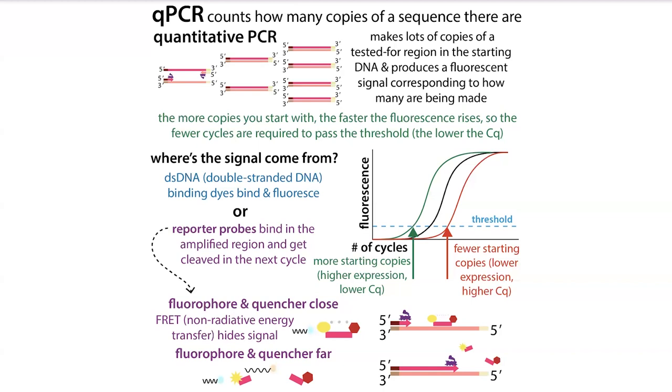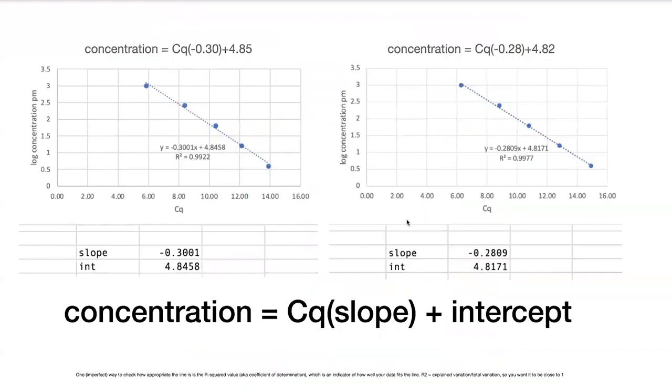And you look for the CT or CQ value, which is going to be kind of when that fluorescence reaches a threshold that tells you it's above just the background signal. So the fewer copies you start with, the higher the CQ, the more cycles it's going to take. Whereas the more copies you start with, the fewer cycles it's going to take, the lower the CQ, sometimes called the CT. And so therefore, you can do a range of concentrations of a known product to get your standard curve that you can then compare your unknown to.